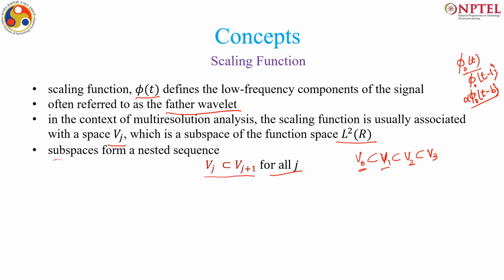Similarly, what is V1? V1 is the scaled versions of phi naught t. So, V1 is typically, you can consider this as phi of t by 2.